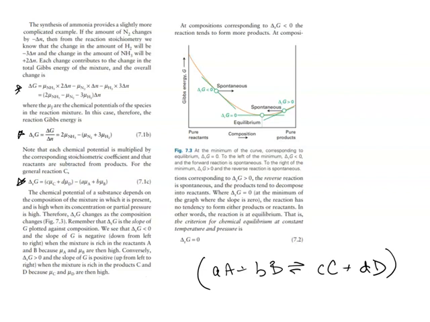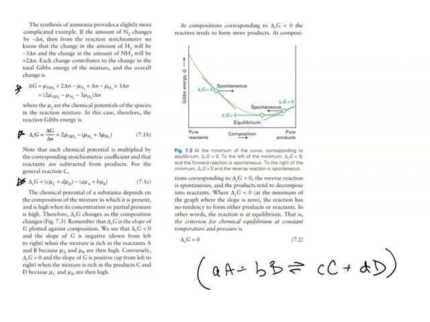At compositions corresponding to delta GR less than 0, the reaction tends to form more products. At compositions corresponding to delta GR greater than 0, the reverse reaction is spontaneous, and the products tend to decompose into reactants. Where delta GR equals 0, at the minimum of the graph, where the slope is 0, the reaction has no tendency to form either products or reactants. In other words, the reaction is at equilibrium. This is the criterion for chemical equilibrium at constant temperature and pressure.